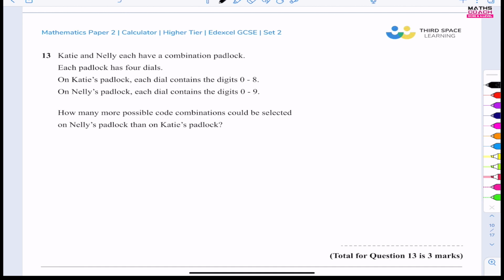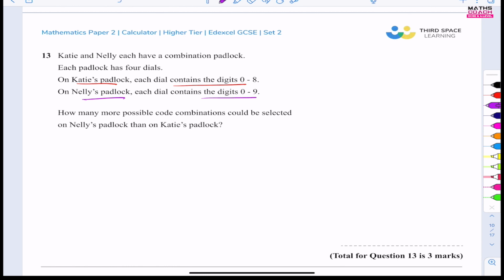All right, question 3. Katie and Nelly each have a combination padlock. Each padlock has 4 dials. On Katie's padlock, each dial contains the digits 0 to 8. Okay, that's Katie. On Nelly's padlock, each dial contains the digits 0 to 9. How many more possible code combinations could be selected on Nelly's padlock than on Katie's padlock?